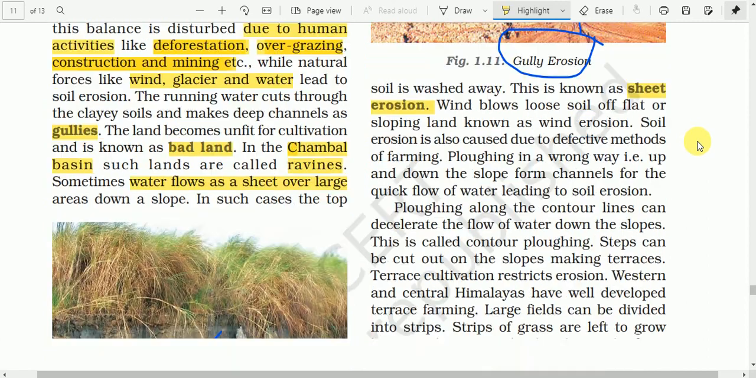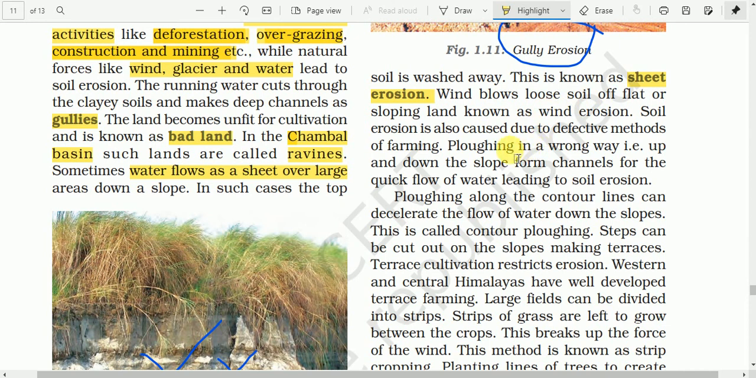Remember we have been discussing the causes of soil erosion in India. In the desert areas also soil erosion takes place, and when the wind blows over the loose soil, the surface soil is removed, and this is known as wind erosion. Sometimes soil erosion is also caused by defective methods of farming, that is, ploughing in the wrong way, up and down the slope, which forms channels for the quick flow of water leading to soil erosion.